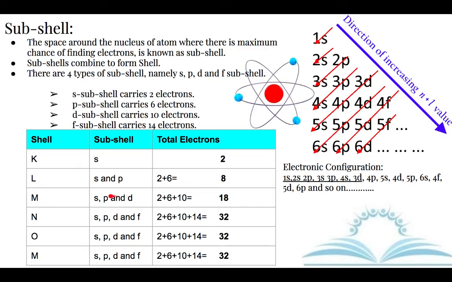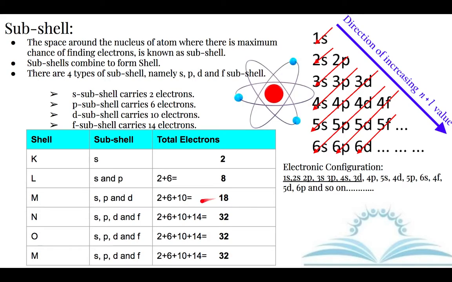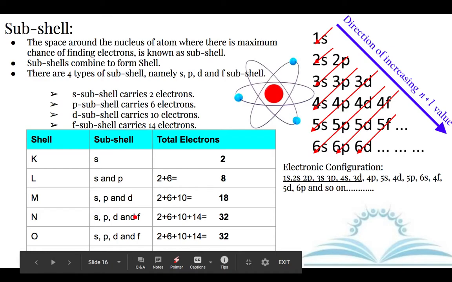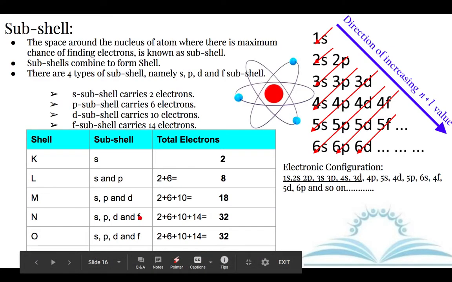Similarly, the M shell, the third shell, is made up of s, p, and d orbitals. If you calculate the total electrons carried by it, s can carry 2, p can carry 6, and d can carry 10. That means 18 electrons. From the fourth orbit onwards, they are all made up of the same orbitals, s, p, d, and f. If you count, it comes to 32 electrons.